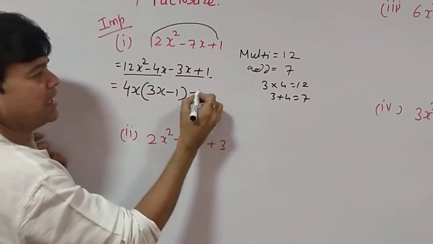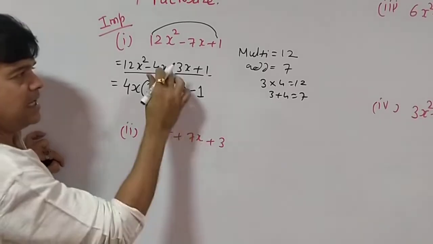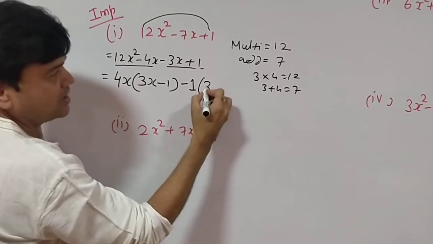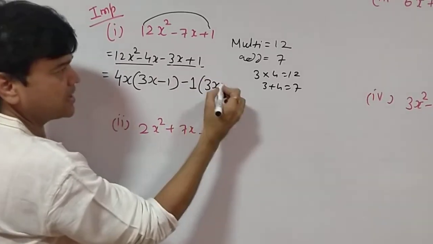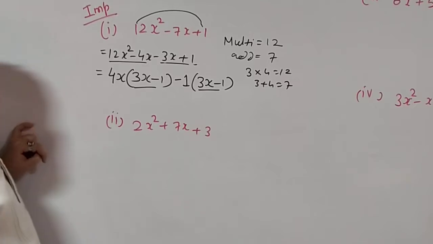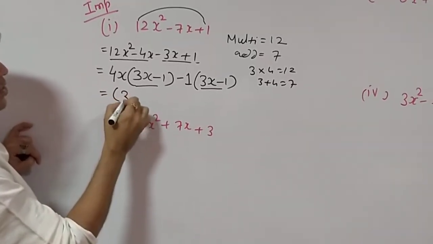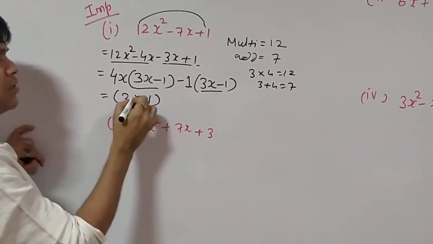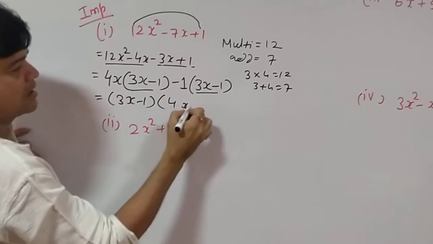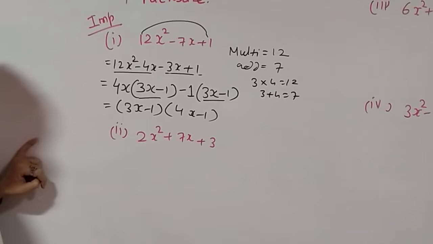Nothing is common, then take 1 common. Sign remains as it is. Minus 1 common, so all the signs are changed. Minus will become plus, plus will become minus. See, this and this must be the same. Otherwise your sum is wrong. 3x minus 1 common. What is left? 4x and minus 1. So this is the answer.